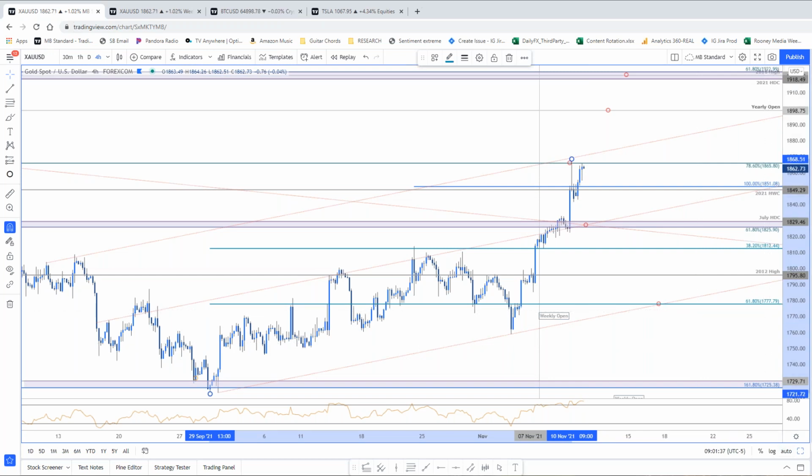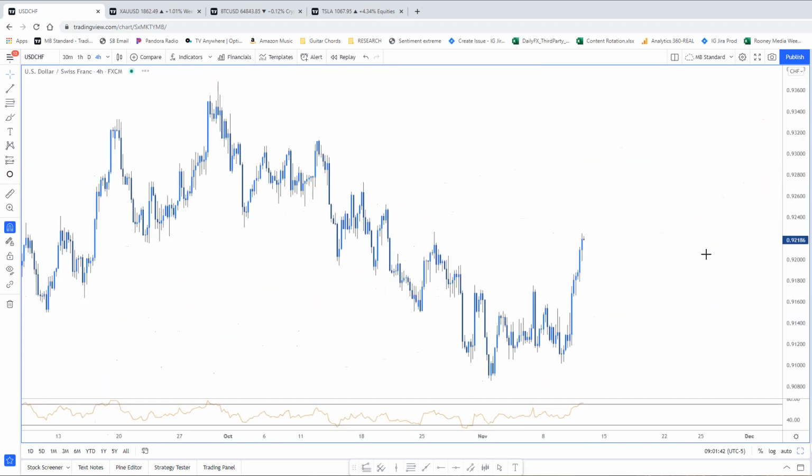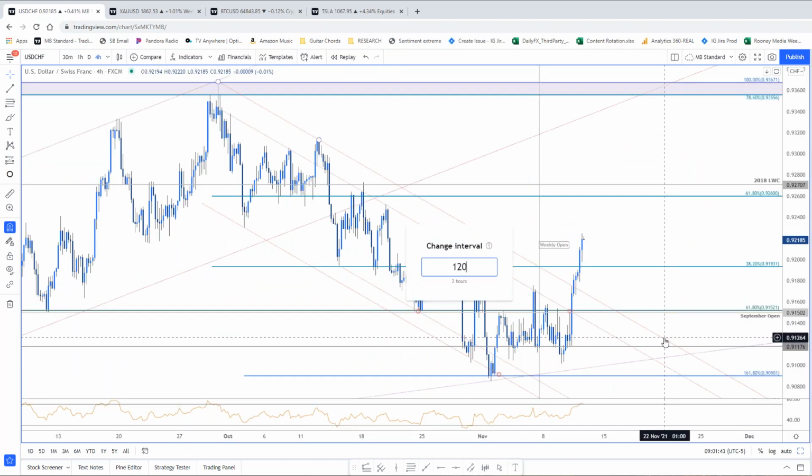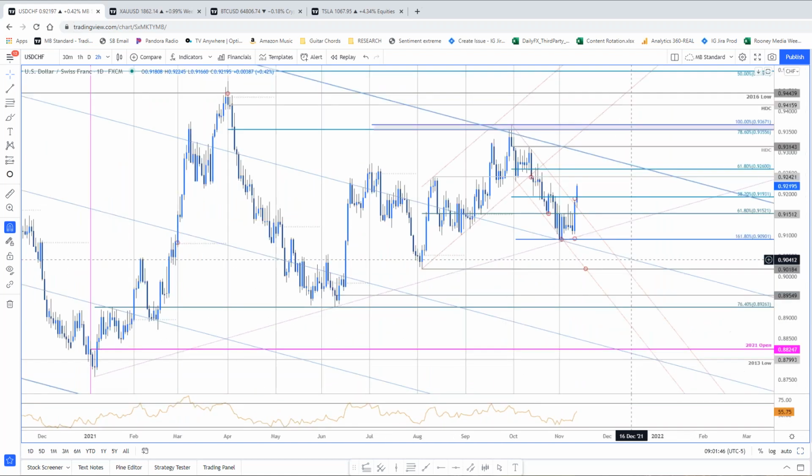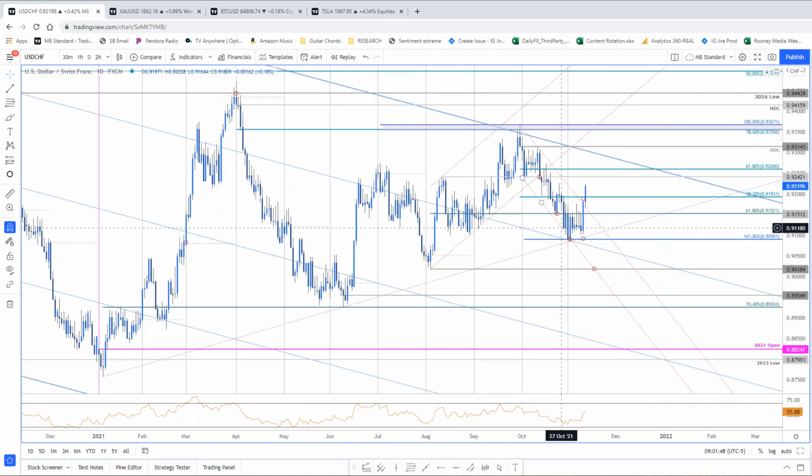But real quick on dollar Swiss, who knew? This sleeper cell here, okay? We started talking about this a couple of weeks ago. I just wanted to highlight this downslope. I wasn't involved in this. The only thing I really was focused on was this zone of support, which ended up holding.